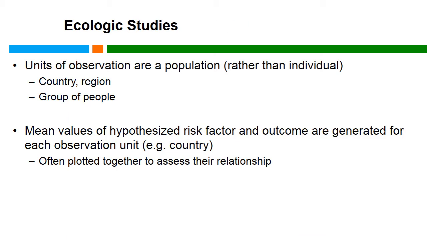Let's delve first into ecologic studies, where the units of observation are a population rather than an individual. Frequently, the unit of observation is a country or a region or a group of people. And in ecologic studies, the mean values of the hypothesized risk factors and the outcomes are generated for each observation unit. Again, remember that the observation unit is a population rather than an individual.